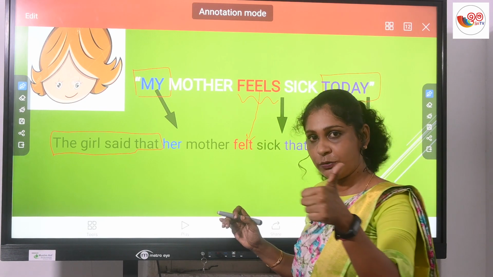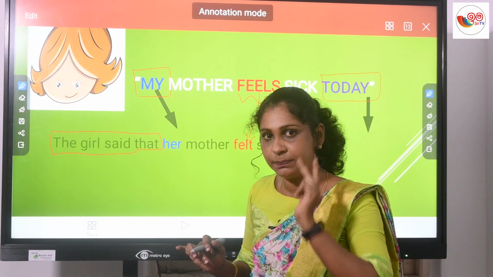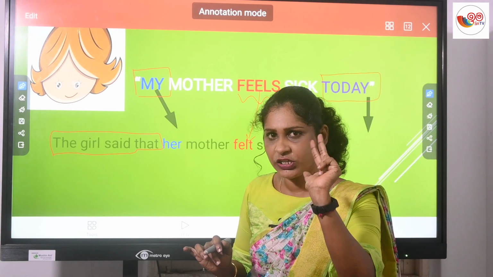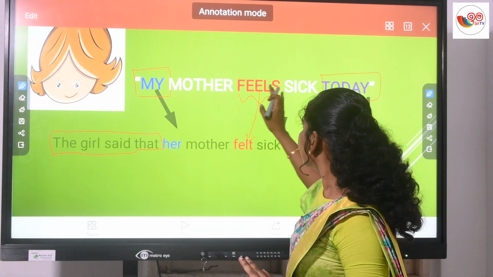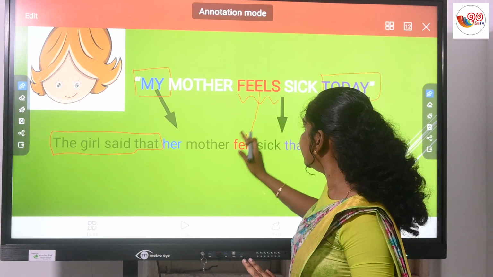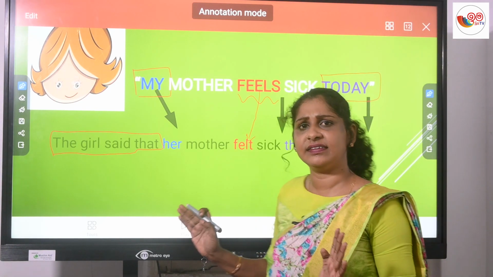Only pronoun change, time or place change, verb change. Only these three changes you are doing. The rest of the words will be as it is.